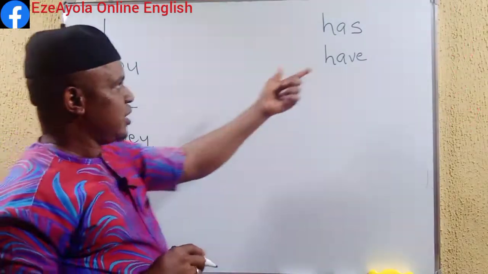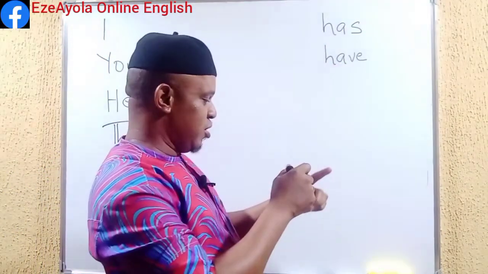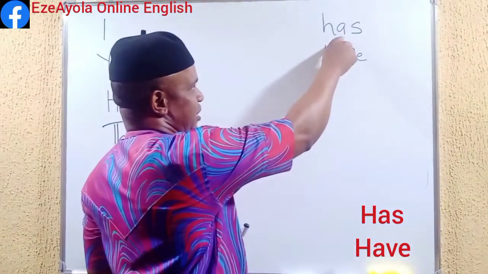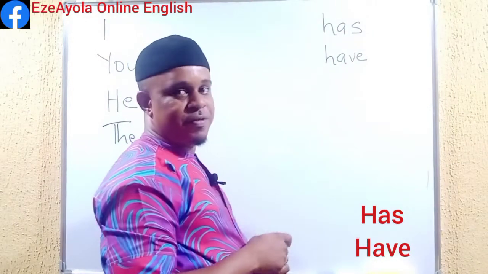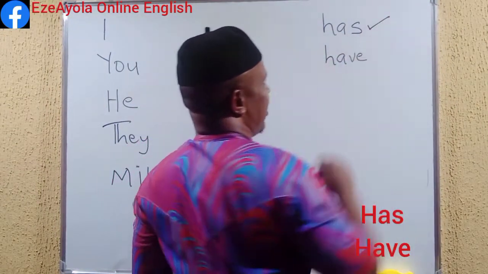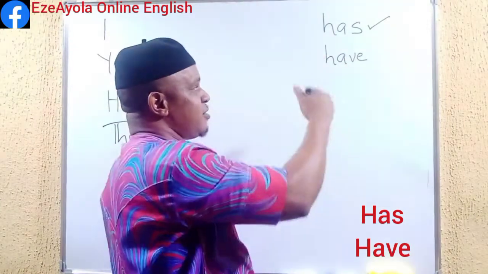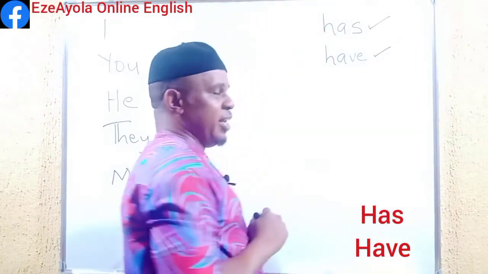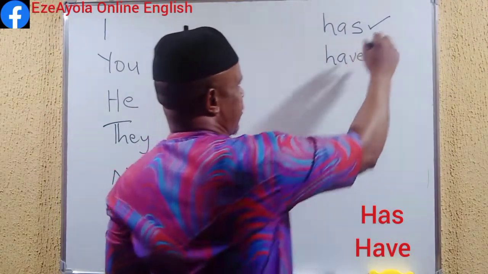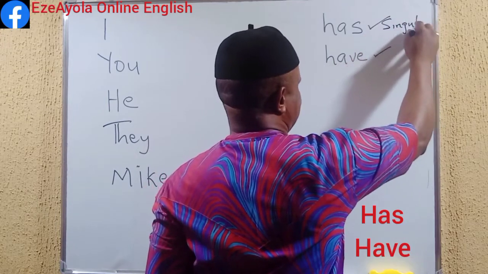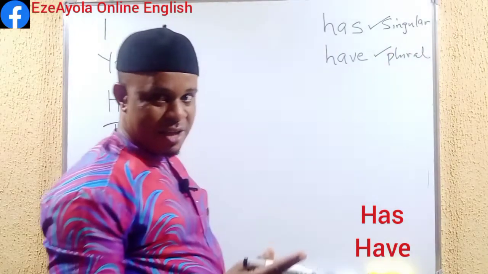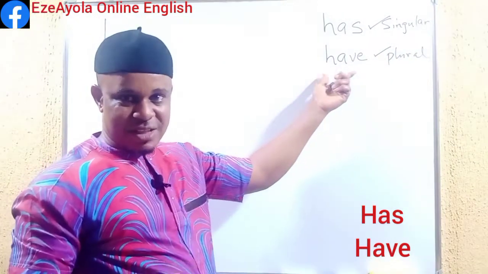Before we proceed, I expect us to consider this. Look at this. Has, have, okay? This is has and this is have. Of course, they are verbs. And these verbs, the first one is in its present form, present tense. The second one is equally in its present tense. But the difference between the two is the first one is singular, while the second is plural, okay? This is singular verb, has, plural, we have it as have.